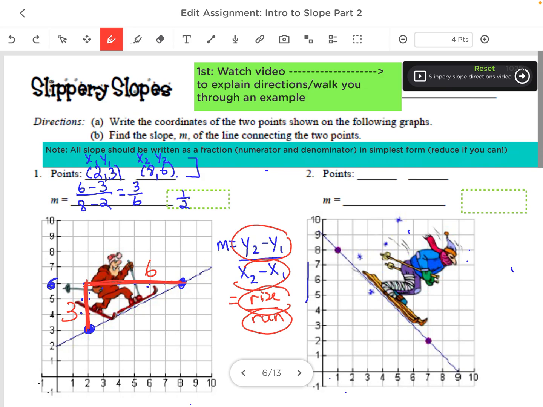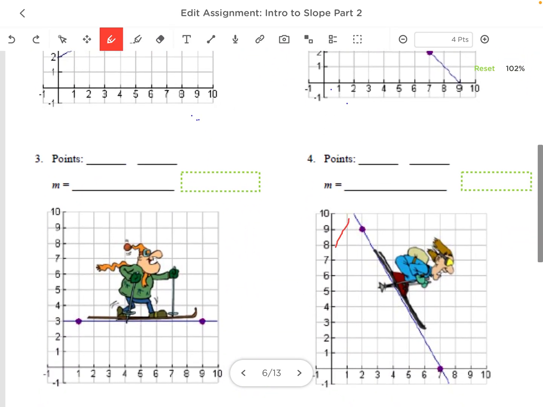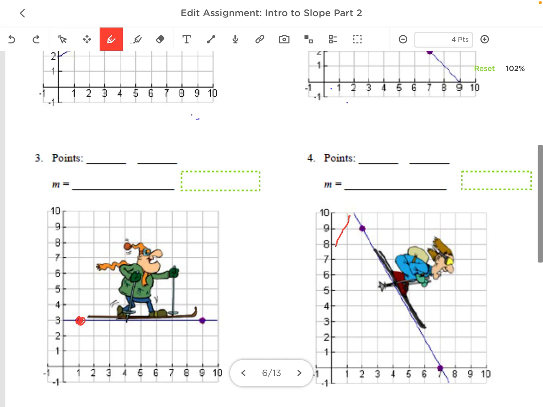Okay. So let's take a look at one more. I'm going to do number 3 with you guys. So again, we're going to do it actually from using the points. So let's find these points. So this first one here is the point 1, 3. The second one here is the point 9, 3. So this is x1, y1. This is x2, y2. And our formula for slope says we do y2 minus y1 over x2 minus x1.